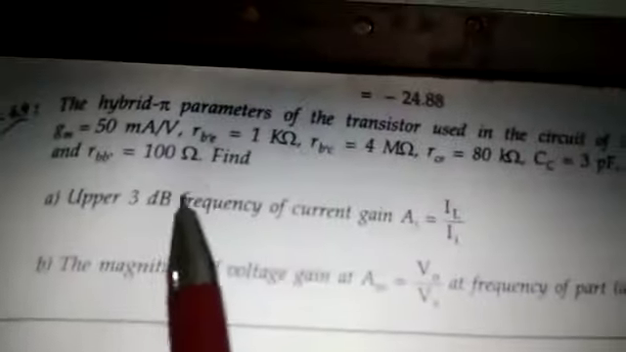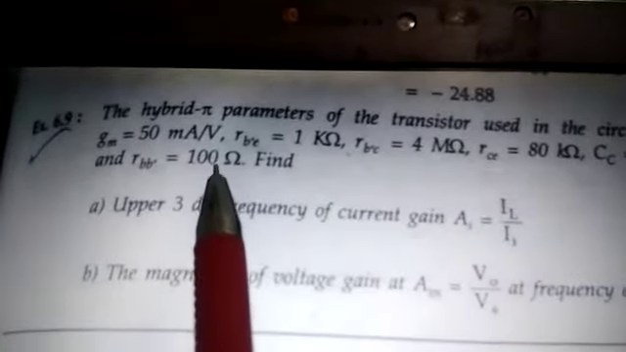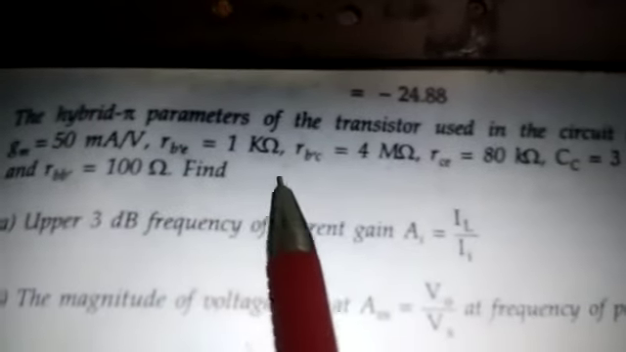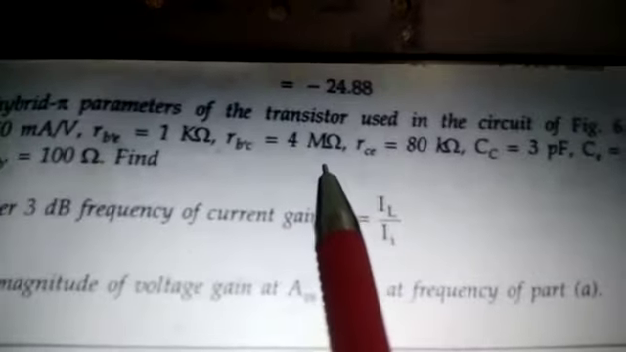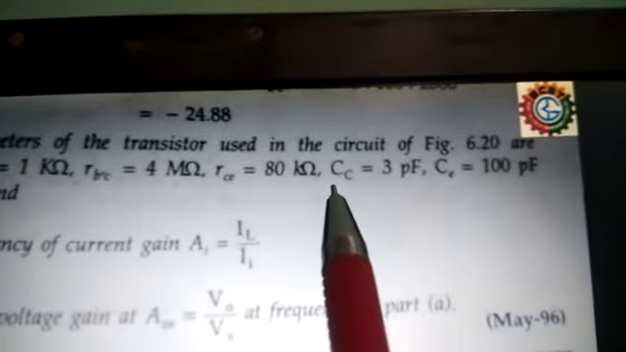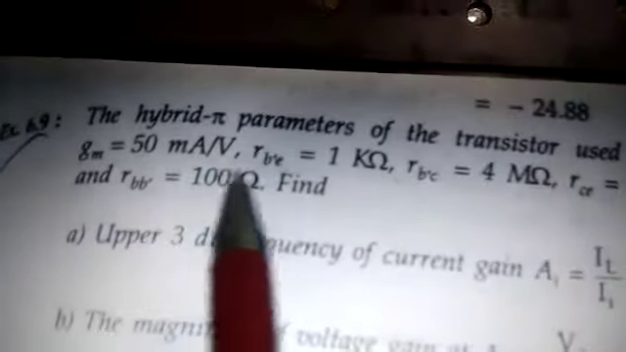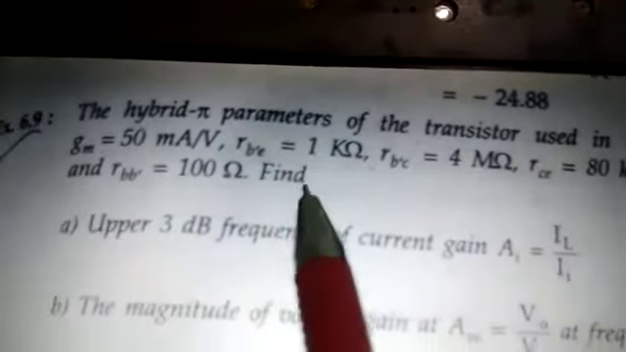Now let us see this problem. The hybrid pi parameters of a transistor used in the circuit shown below are: gm is equal to 50 milliampere per volt, rb'e is equal to 1 kilo ohm, rb'c is equal to 4 mega ohm, rce is equal to 80 kilo ohm, Cc is equal to 3 picofarad, Ce is equal to 100 picofarad, and rbb', that is the base spreading resistance, is 100 ohm.